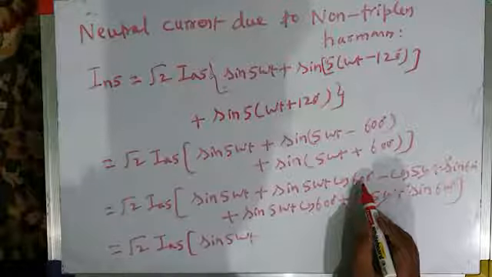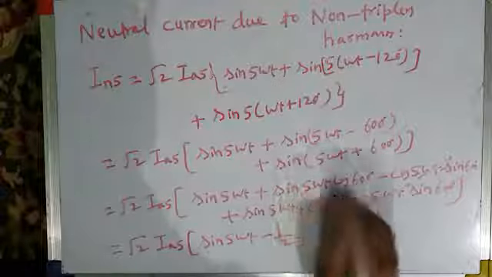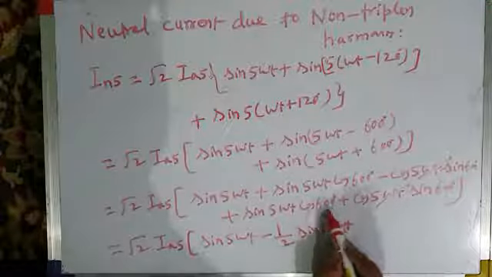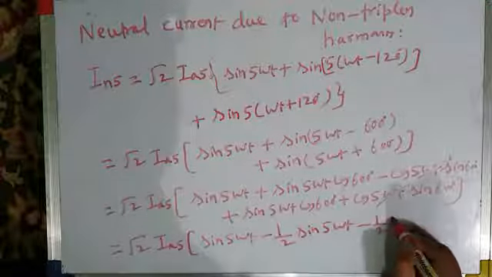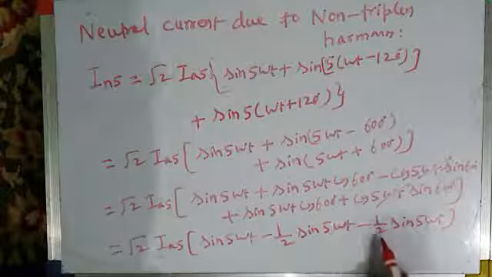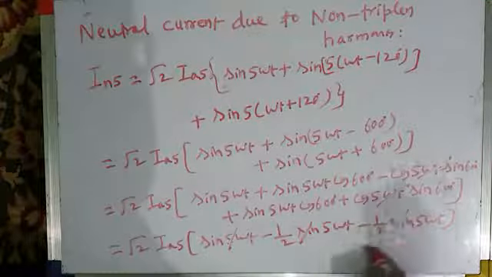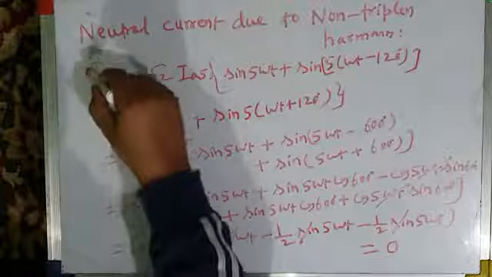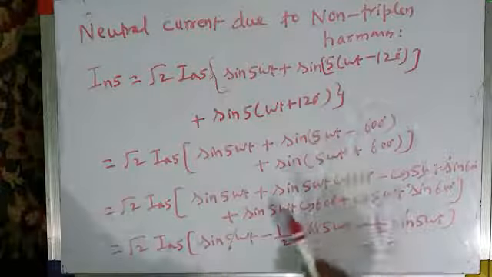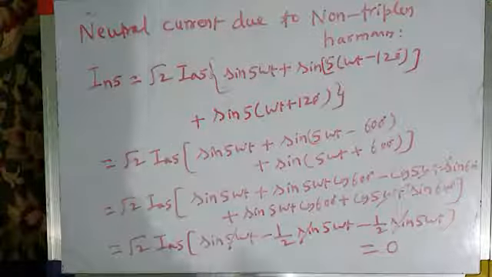Now cos 600 degrees is minus 1 by 2, so this term is minus 1 by 2 sine 5 omega t, and the other term is also minus 1 by 2 sine 5 omega t. Together that is minus sine 5 omega t, which cancels with the first term. So the neutral current due to the fifth harmonic component of current is 0. That means the fifth harmonic component of current, which is there in all three lines, does not flow into the neutral.